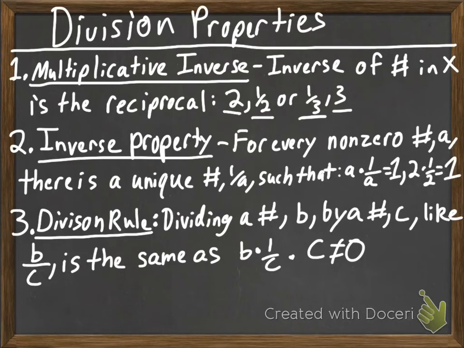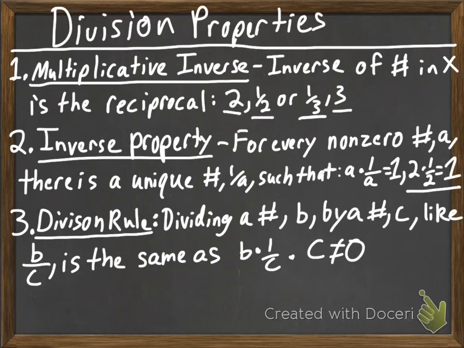The second property is the inverse property. It says that for every non-zero number, a, there is a unique number, 1 over a, such that if we do a times 1 over a, we get 1. Or if we do 2 times 1 over 2, we also get 1. What this says is that if we take a and the reciprocal and we put them together, by multiplying, we're going to get the number 1. So a number times its reciprocal equals 1.